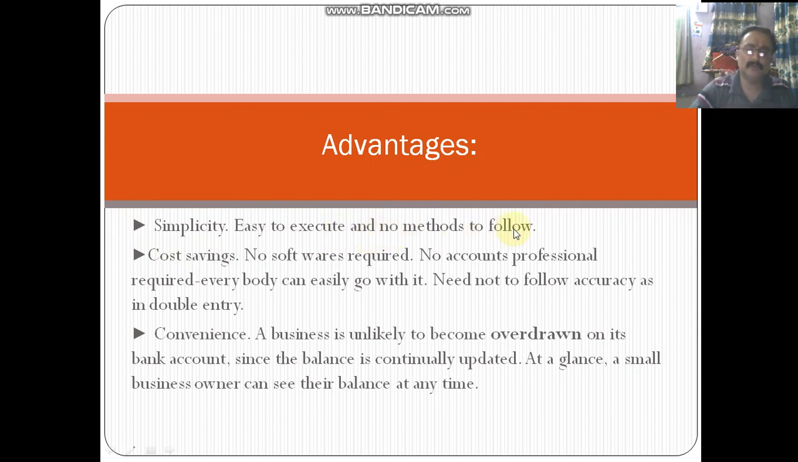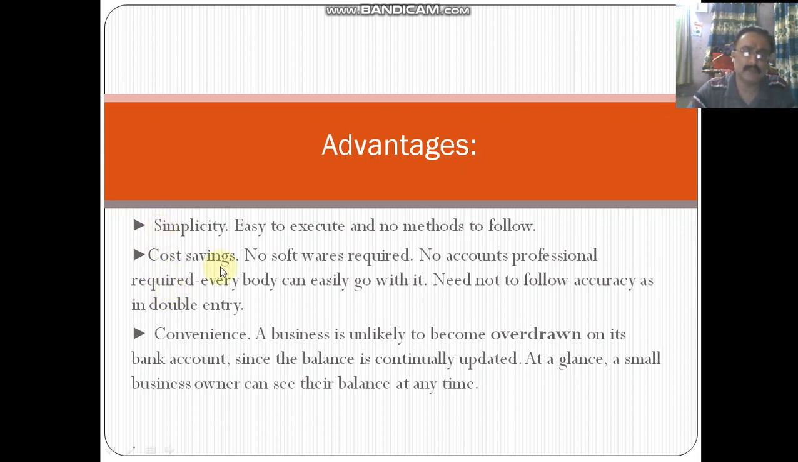That means we don't have the formulas of the double entry accounting system, just like a normal shopkeeper who is doing or calculating the statistics or the computations. So this is the simplicity in the single entry accounting system. It is easy, that's why it is counted as its first advantage.